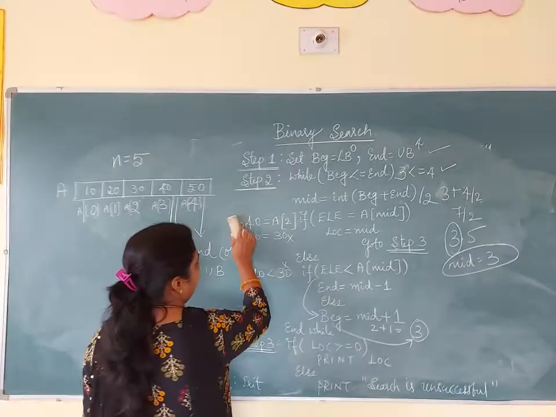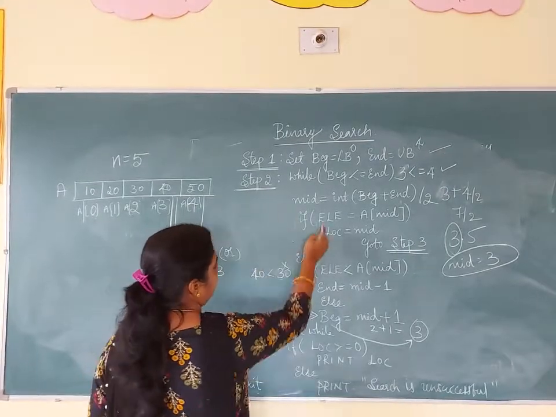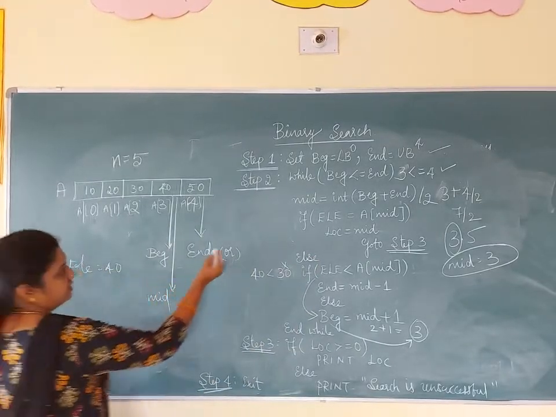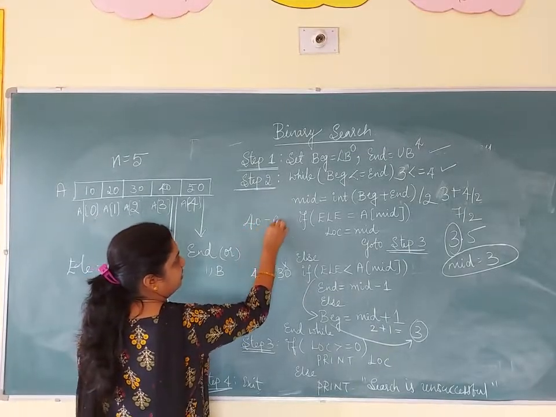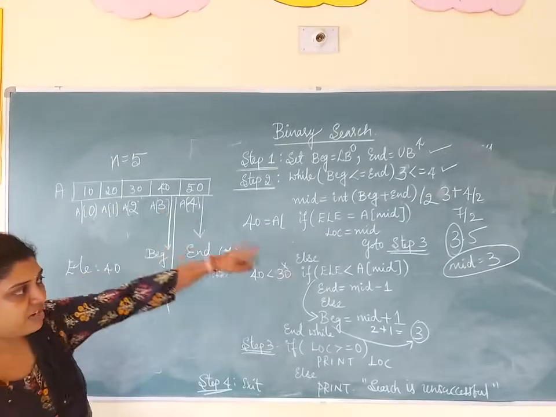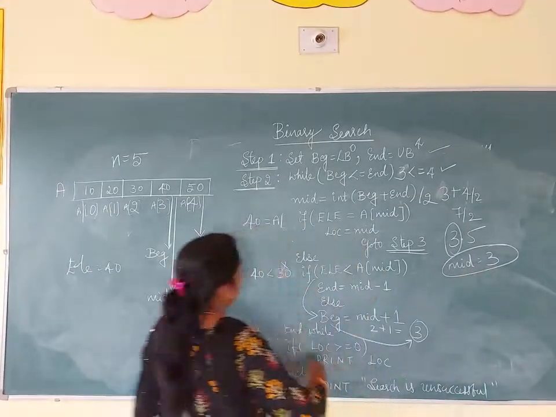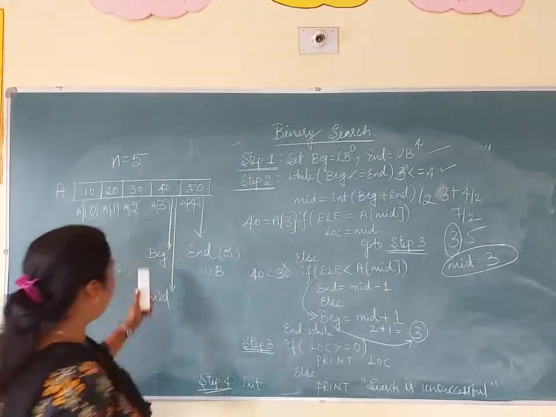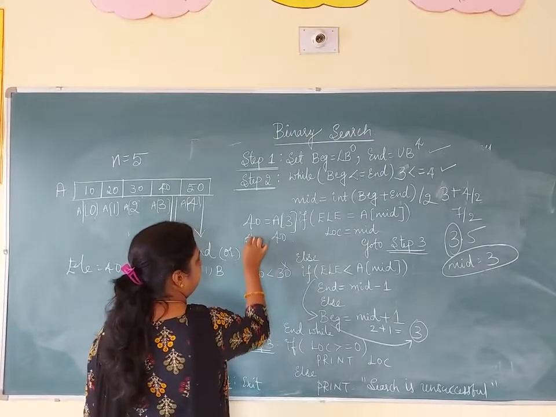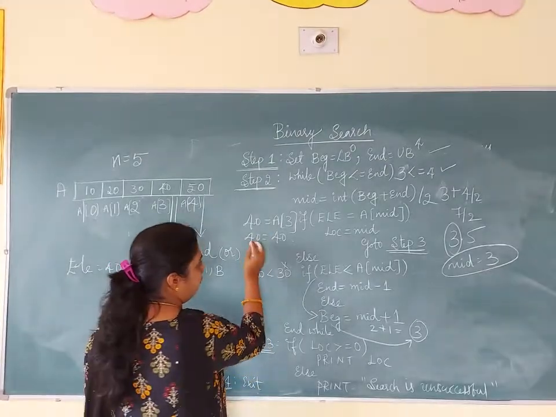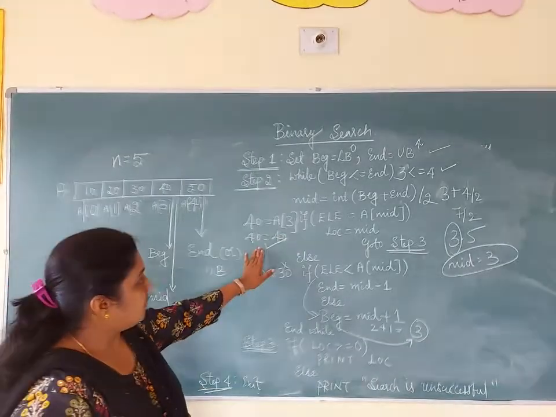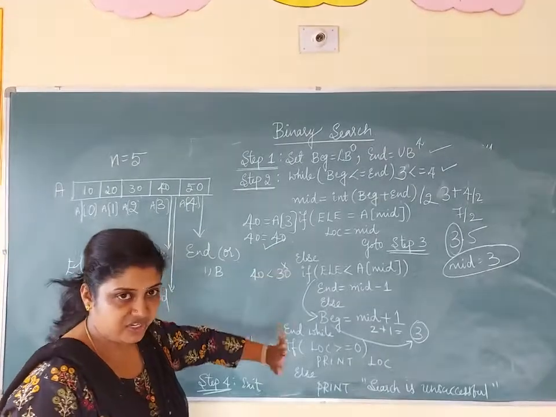Okay, next. What do you have to do? Next come here. Which element do I want to search? I want to search the element 40. So 40 is equal to A of mid. The mid is 3. Now A of 3. So in A of 3 which element am I having? 40. Now 40 is equal to 40, yes, the condition is true.